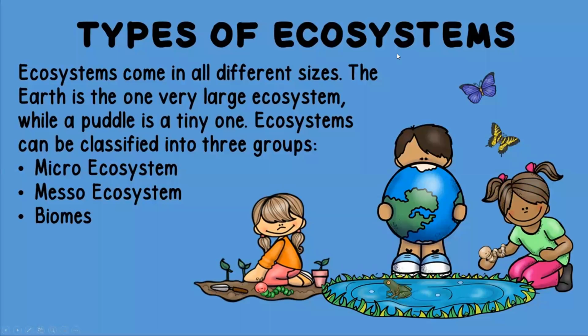All right, so let's talk about the types of ecosystems. Ecosystems come in all different sizes. The Earth is one very large ecosystem, while a puddle is a tiny one. Ecosystems can be classified into three groups. So you have micro ecosystems, meso ecosystems, and biomes.